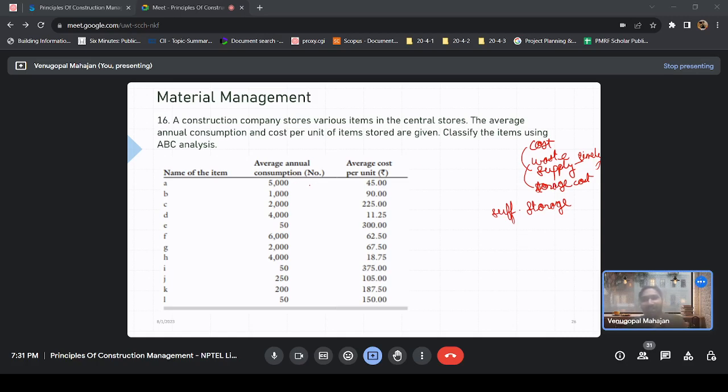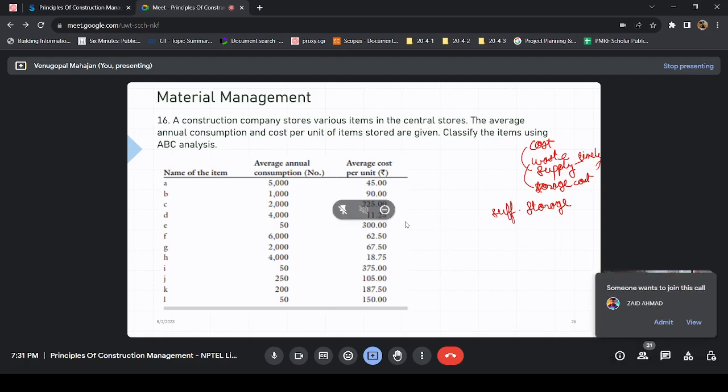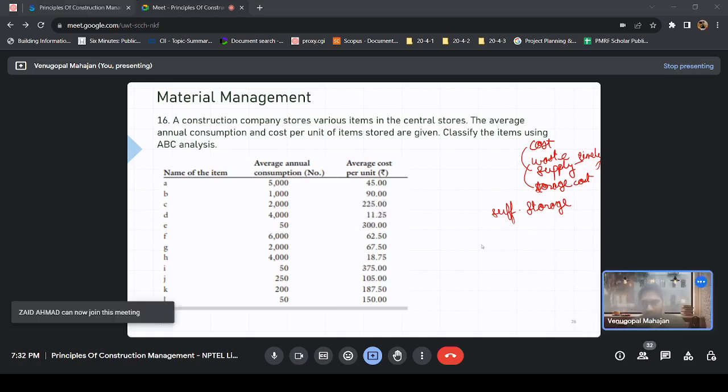So now let's come to the numerical. A construction company stores various items in the central stores. The average annual consumption and cost per unit of each item is given. Classify the items using ABC analysis. What is ABC? What is ABC analysis?